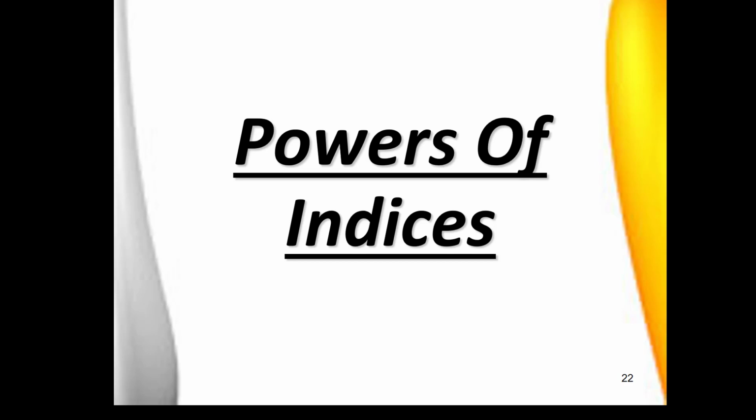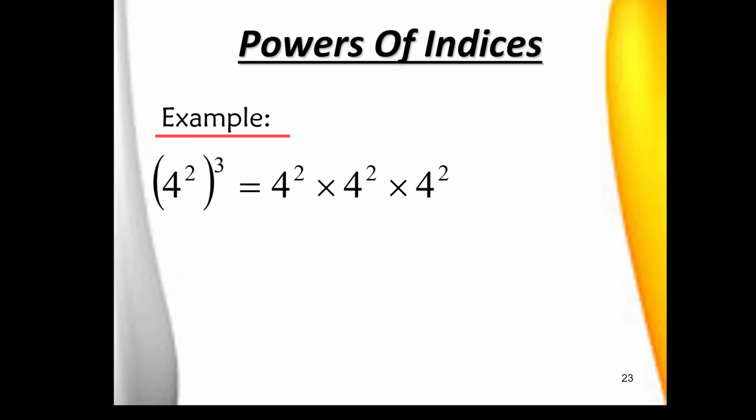Okay, next one, power of indices. We now look at a power and then another power. So power and power, power of powers if you want to call it. So here you have 4 squared raised to the power 3, which means it will be 4 squared times 4 squared times 4 squared, which is 4 raised to the power of 2 plus 2 plus 2.